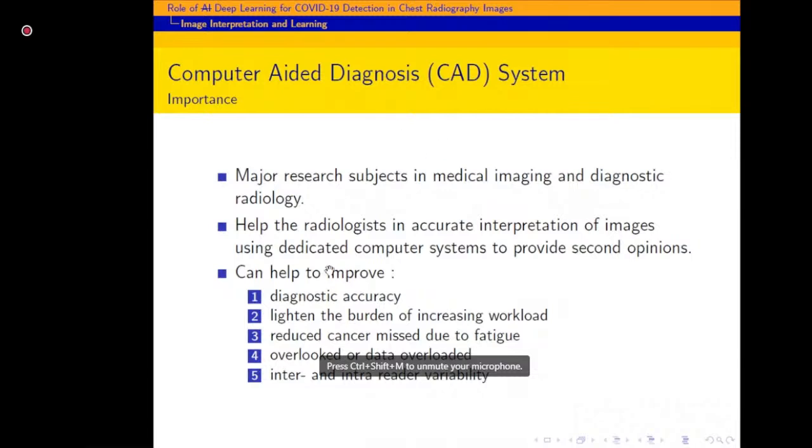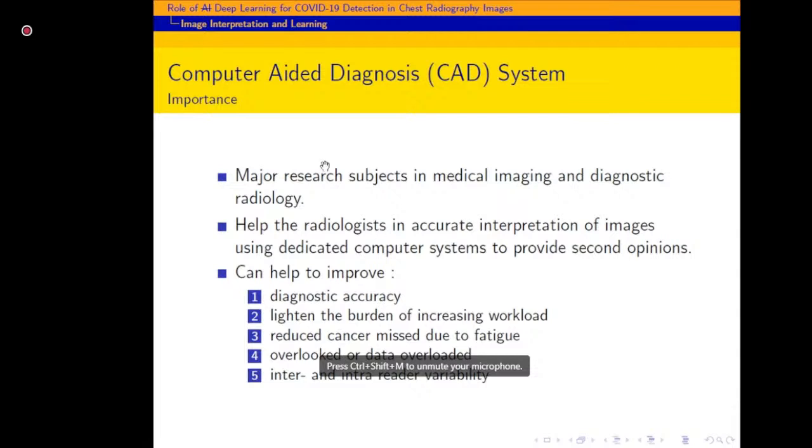Basically, the goal here of developing the CAD systems is that we need the help of machine learning algorithms as well as medical imaging technologies. Of course, because the input will be the medical images or videos in this case, and we'll be using machine learning or deep learning algorithms. The basic goal here is to help the radiologist or the medical experts in accurate interpretation of the image, so they can easily cross-check their diagnosis with the help of the CAD systems, which you can develop with the help of this cutting-edge AI technology.